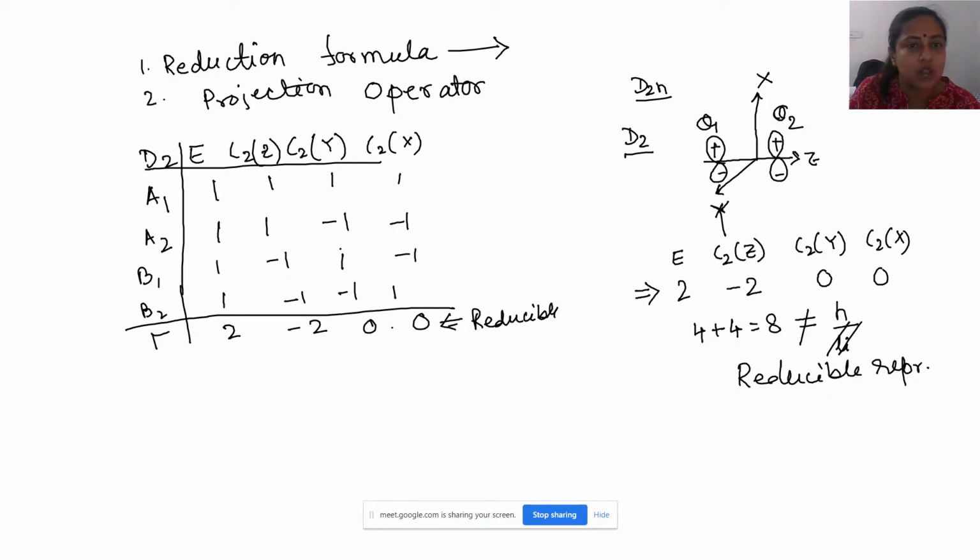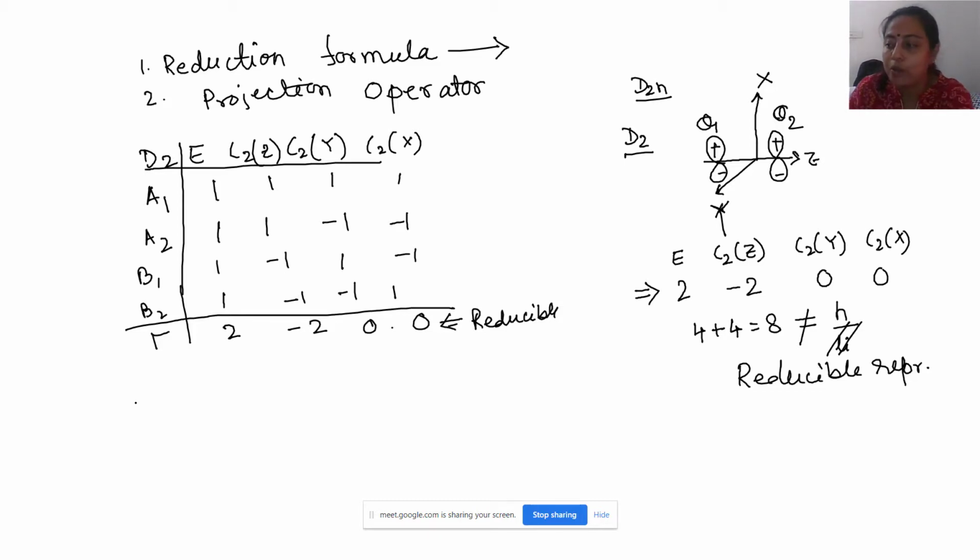1 square plus 1 square plus minus 1 square plus minus 1 square, that is equal to 4. That is the order of the group. So this is an irreducible representation. So now I am going to find out which irreducible representation will span this reducible representation.